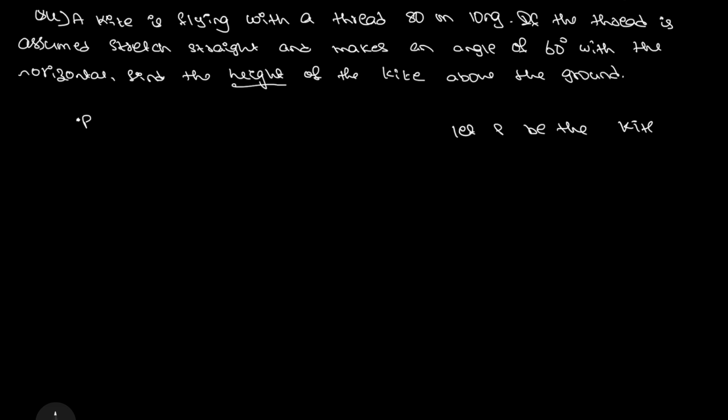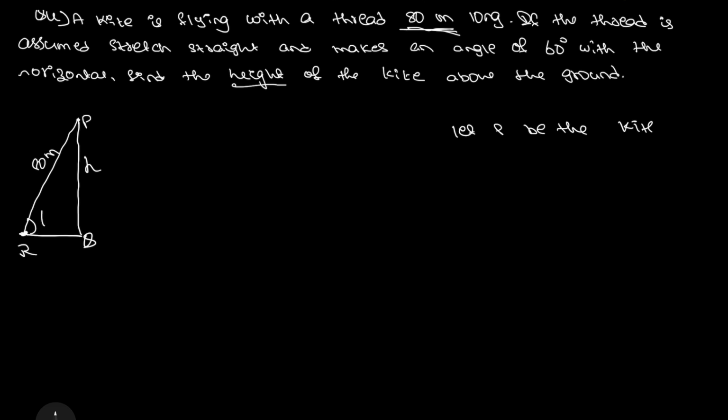And somewhere here we'll be standing and we'll be flying it, which is of 80 meter long thread. The length of the thread is 80 meter. Here the person will stand. Let this point be R. And here this will be at some distance from the ground. So this is that distance. Let us consider that distance as H. And here this is the base.